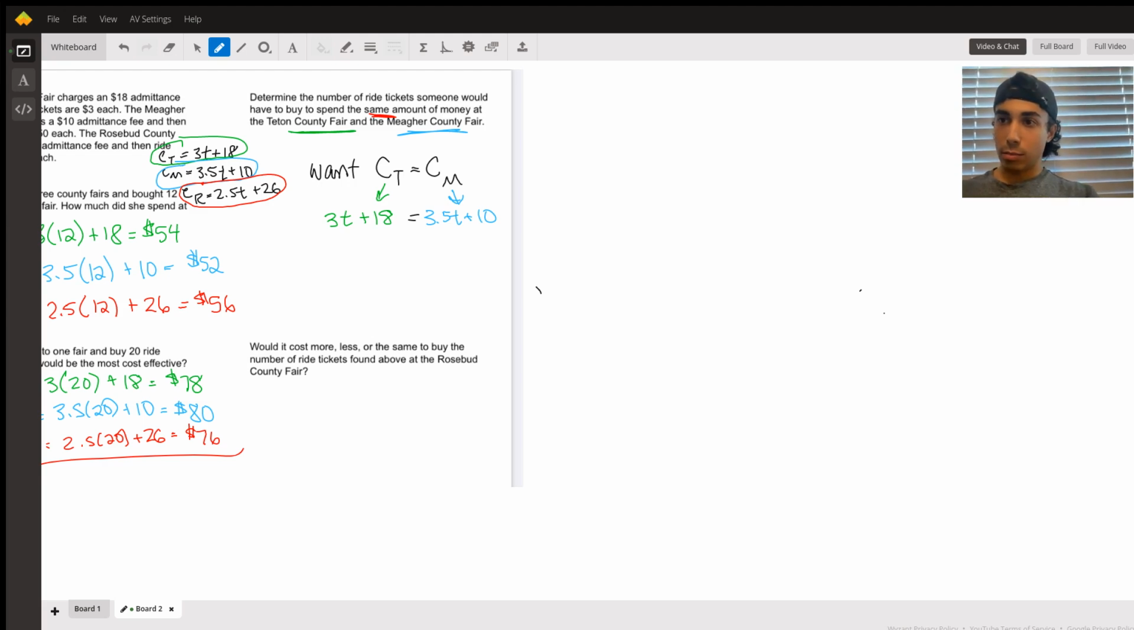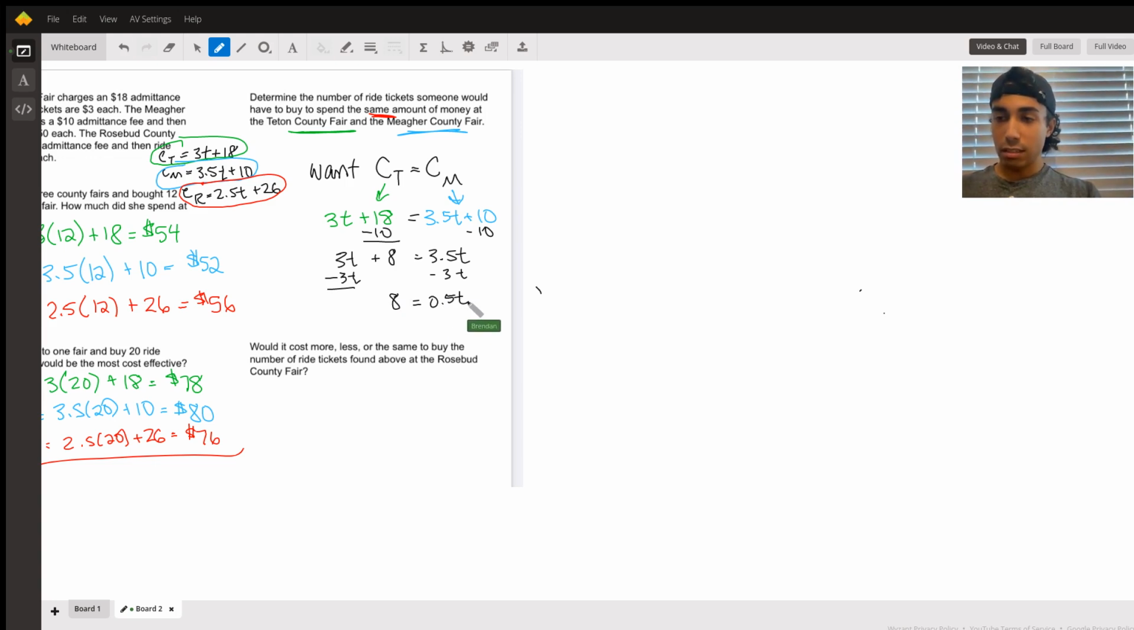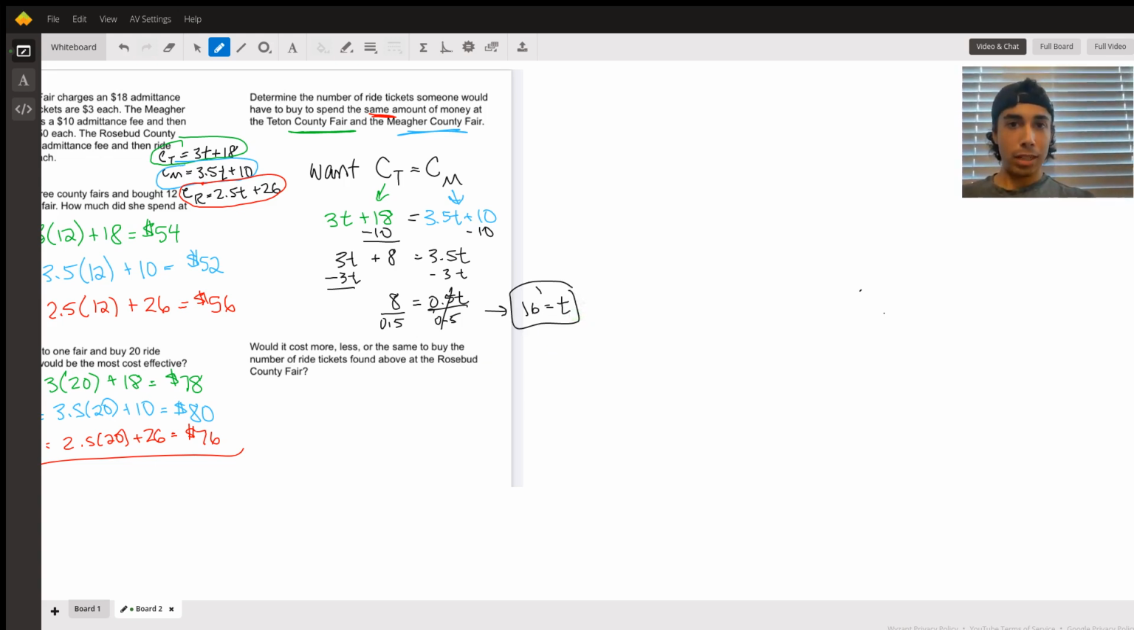So we could subtract 10 on both sides. That's going to give me 3t plus 8 equals 3.5t. And then we can subtract 3t. That's going to leave me with 8 equals 0.5t. And then we can divide by 0.5 on both sides. And that will give you 16 equals t. So if he wants to spend the same amount of money at both fairs, he should buy 16 tickets.